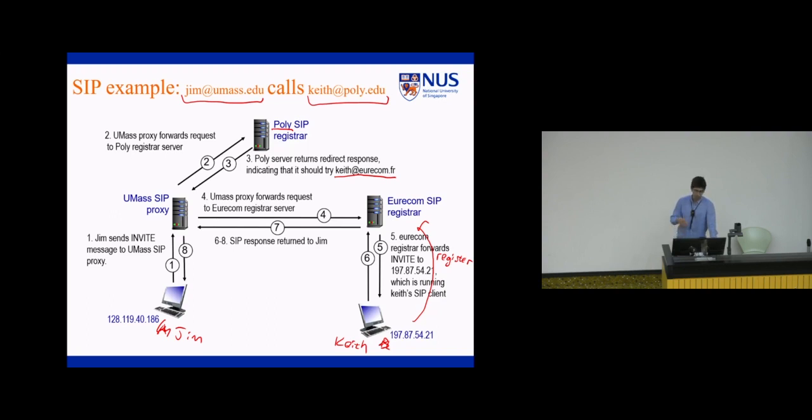And then when Jim and Keith, in fact, do communicate, do send media files, because they now know each other's IP address and they agreed on what kind of encoding they want to use, they can just send media packets between each other directly using perhaps an RTP protocol.